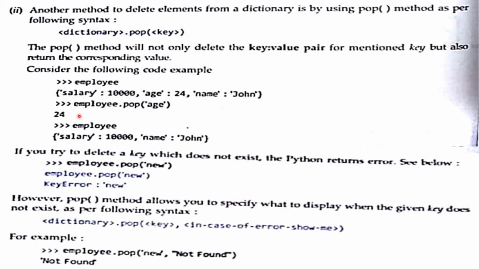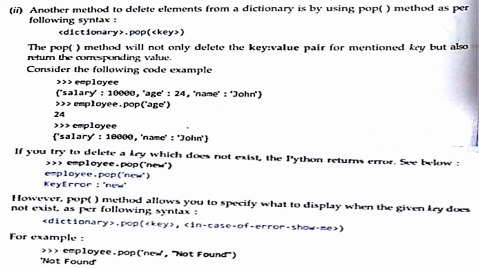But see that if you give the name of a key which is not present, it will throw an error. At the same time, it allows you to specify what to display when the given key does not exist. Whatever message you want to give, if the key is not present in the dictionary, that message will be returned when the key is not found. So here employee.pop new, and you have given the message not found. The new key is not in the dictionary, so it will return not found.